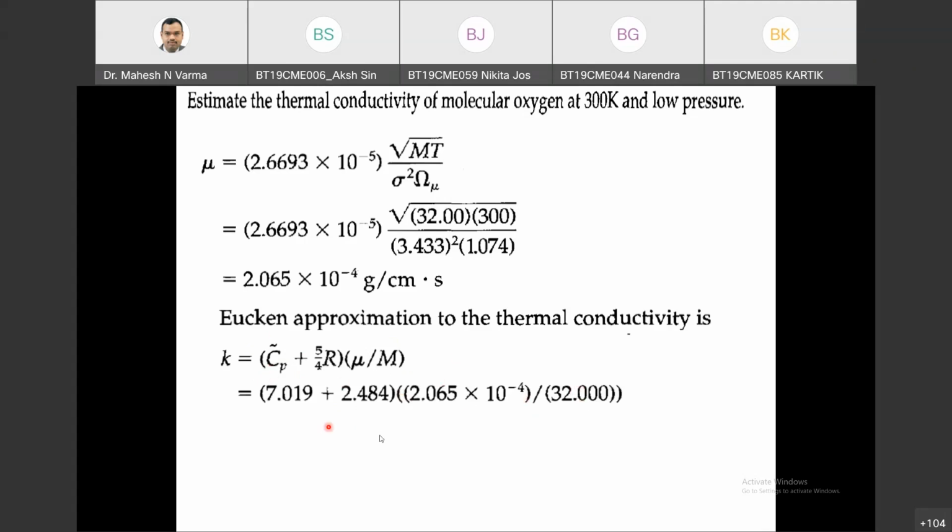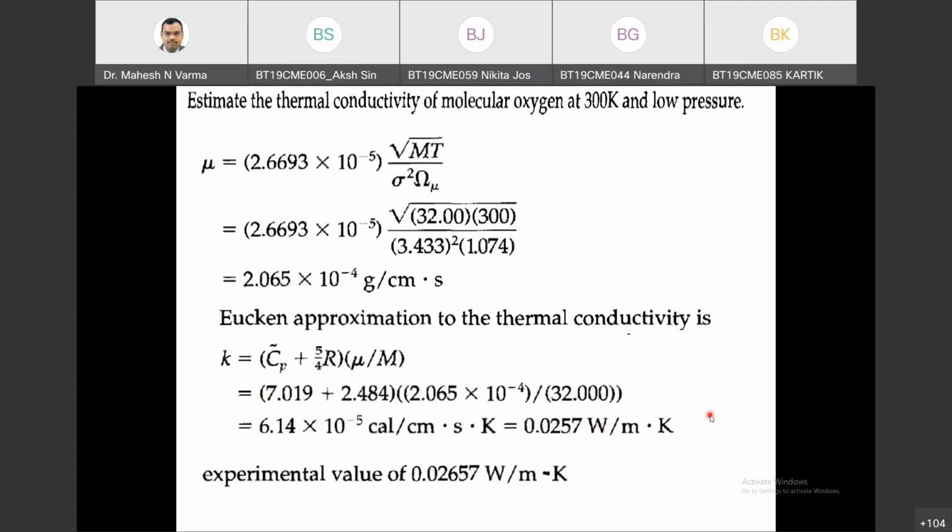So rearranging everything, I got thermal conductivity K equal to 6.14 into 10 raised to minus 5 calorie per centimeter second Kelvin, and this is K equal to 0.0257 watt per meter Kelvin. And this is very close to the experimental value. Okay, this is very close to the experimental value.